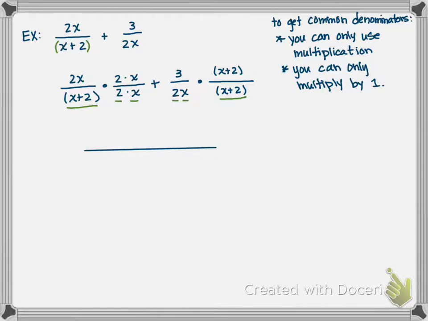Once you get common denominators, you're going to add the numerators, right? So we have a common denominator of 2x times x plus 2. And then I have 2x times 2x plus 3 times x plus 2. Can I cancel anything at this point? 2x. So is 2x a factor of the numerator?